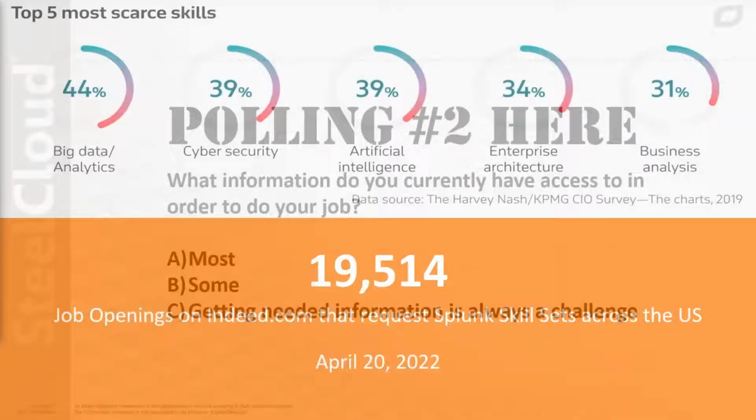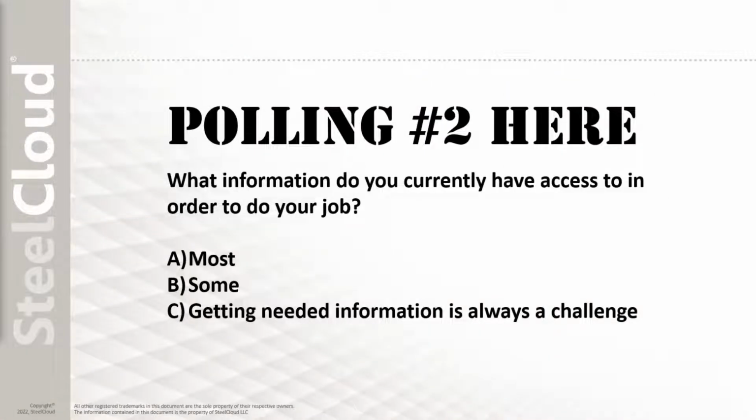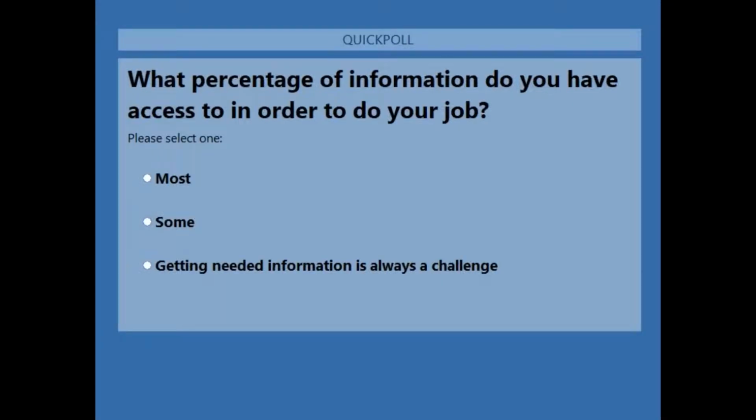And let's look at this second poll real quickly, if we can, Felicia. So as you think about now, we've talked a little bit about Splunk and this idea of data silos. I think one of the key challenges that we really want to understand as Brian takes over is, what information do you currently have access to? What percentage of information do you have access to in order to do your job? And again, the three things is, if you feel confident that you have most of the data that you need that's accessible to you, if you really only have some, or if that's a daily challenge.